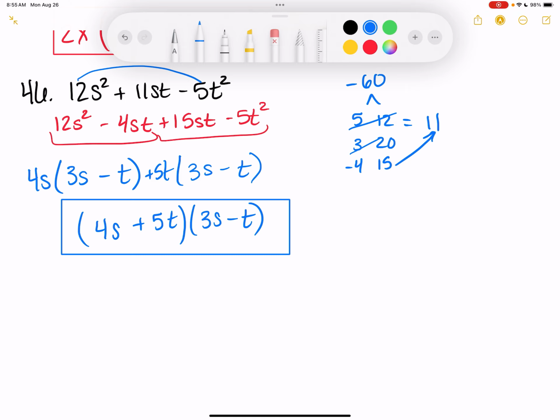This one is factor each polynomial. So the other ones were all trinomials. Obviously they had 3 terms in them to start with. These ones could be special types and have different amounts, anywhere from 2 to 4 terms. So 60.